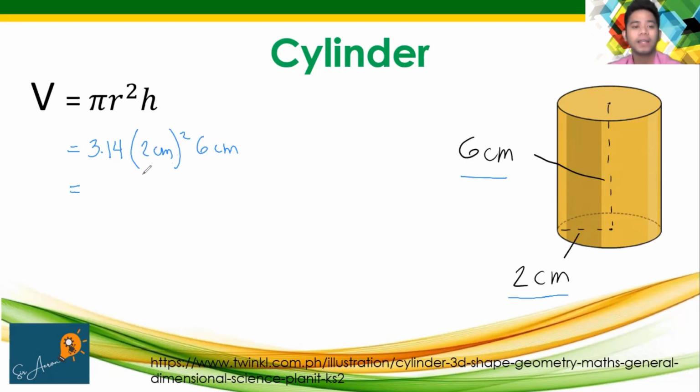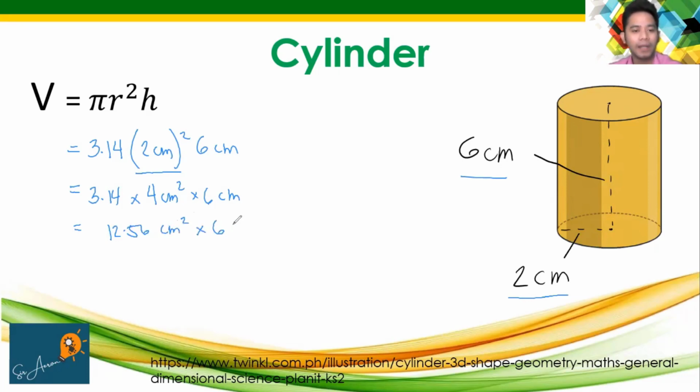So, solve natin. So, unahin itong exponent. So, 2 centimeters square, ang sagot doon ay 4 square centimeters. Then, ipagmumultiply lamang natin iyon sa mga natitirang mga values. So, multiply natin 3.14 times 4 square centimeters, ang sagot doon ay 12.56 square centimeters.